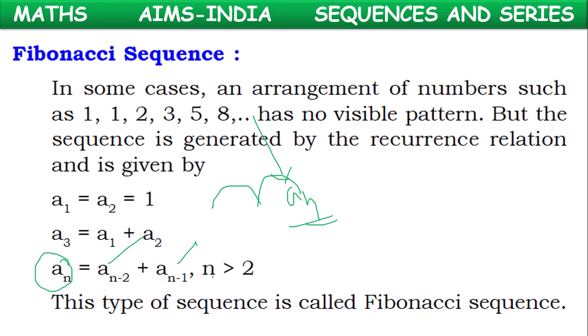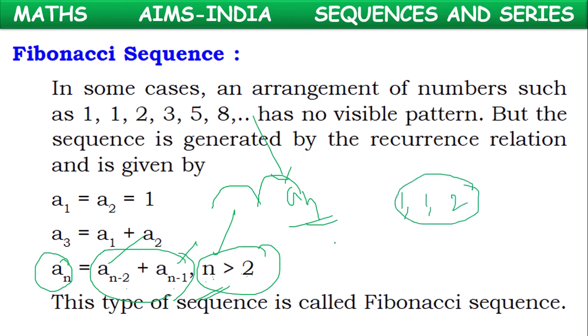But here one condition we have to follow, because here n minus 1, n minus 2 is there. This n value should be greater than 2. N means number of terms. We should have at least 3. Greater than 2 means at least 3. So then only this relation we can apply.